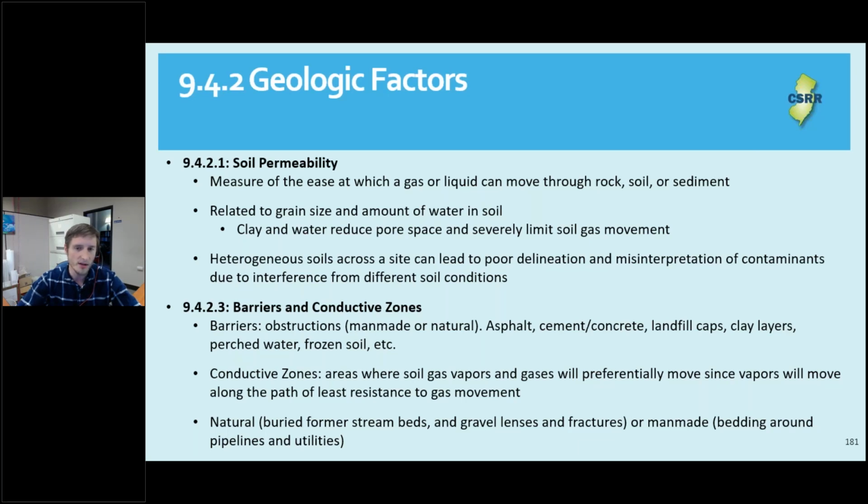We also have barriers and conductive zones. Barriers are obstructions that can be natural or man-made. These are asphalt, concrete, landfill caps, clay layers, perched water, frozen soil. These prevent the vertical movement of VOCs in the subsurface and trap VOCs below them. We also have conductive zones, which are areas where soil gas vapors move preferentially, since the vapors are going to follow the path of least resistance. These are natural buried former stream beds, gravel lenses, and fractures. They can also be man-made, such as the gravel bedding around utilities and pipelines. Next slide, please.